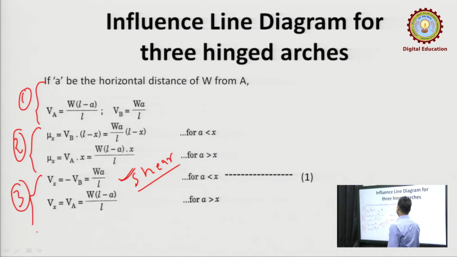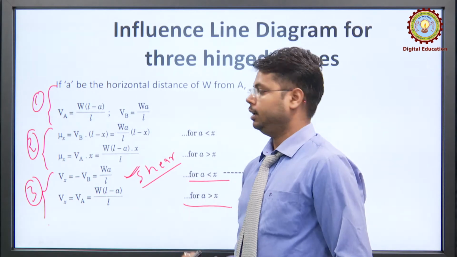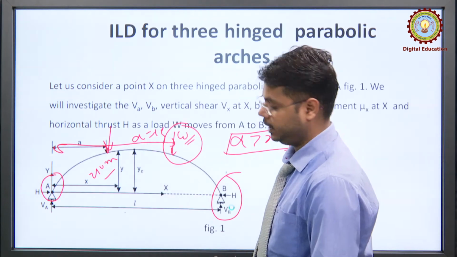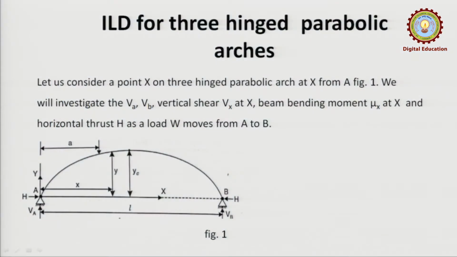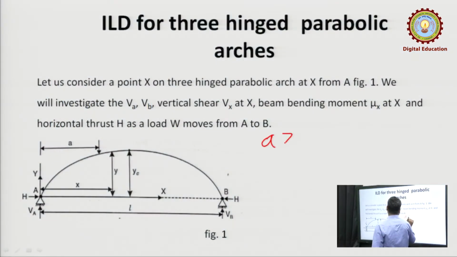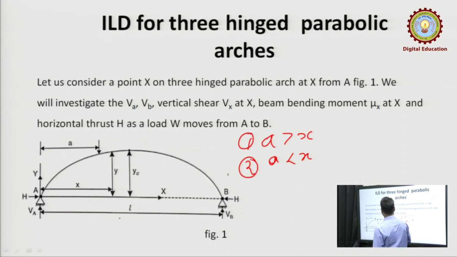How can you calculate? Same procedure for two values, when A is less than x and when A is greater than x. We have to take a shear. How do we calculate that? We are taking two cases, when A is greater than x and A is less than x. When your load is here and when your load is here. This is A equal to 3 meter, for example, and this value is working on A equal to 15 meter.